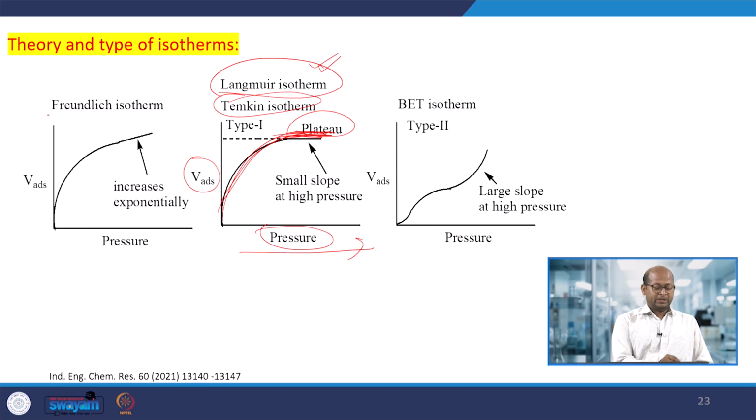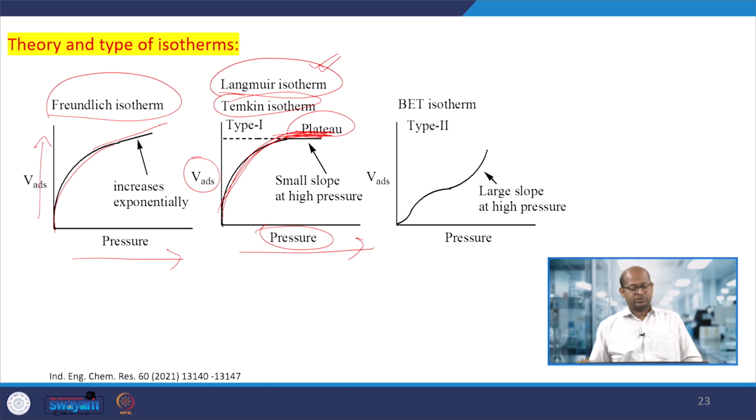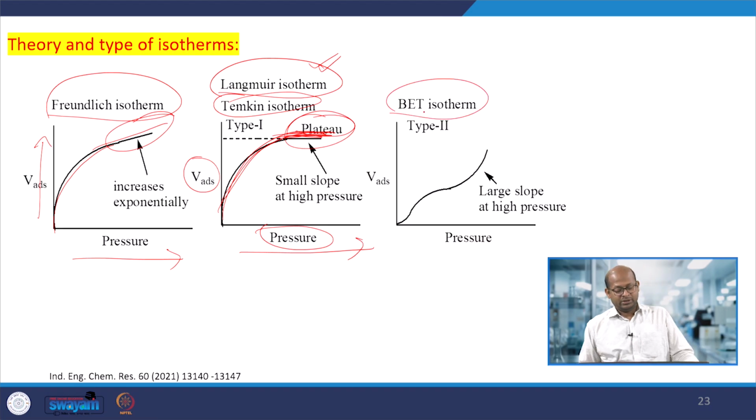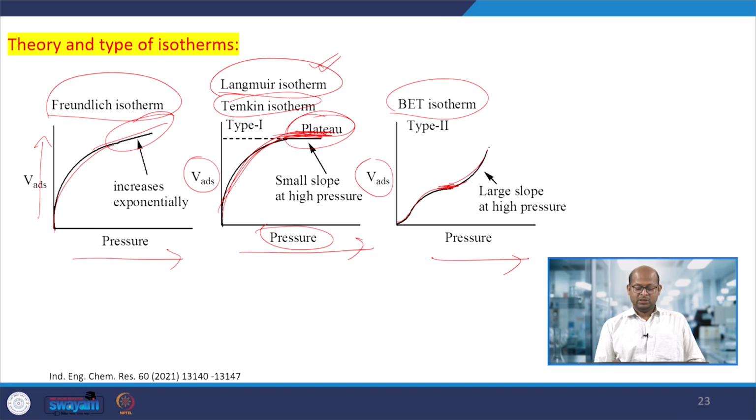But in the case of the Freundlich isotherm, if we increase the pressure, the volume adsorbed gradually increases, and after that increases exponentially instead of reaching any plateau. This is the basic difference between these three. After that is the BET theory or BET isotherm. In this case also, similarly, if we increase the partial pressure of nitrogen, the volume adsorbed starts like this and gives some plateau, and after that if we increase the pressure further, nitrogen molecules get adsorbed in multiple layers, which is multi-layer physisorption.